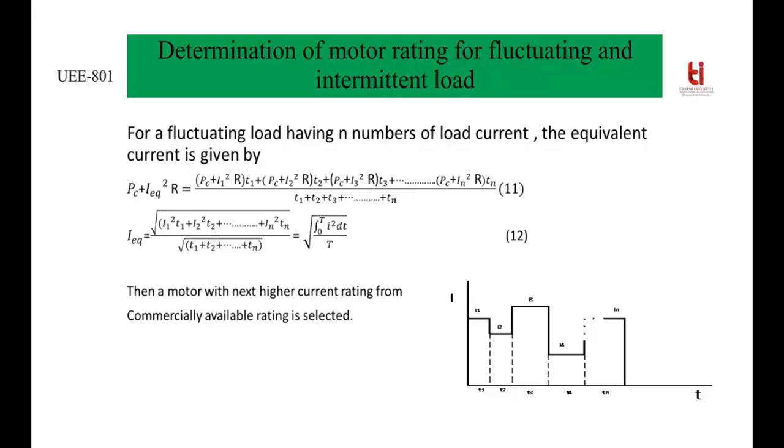So PC plus I1² R into T1, plus PC plus I2² R into T2, and so on. We can take the average of these losses and equate it with PC plus I equivalent² R. Finally, we get I equivalent equal to the square root of (I1² T1 plus I2² T2 plus In² Tn) divided by (T1 plus T2 plus Tn). This can also be written as the square root of the integral from 0 to T of i² dt divided by T, assuming smooth current is drawn from the source. So by integration also we can find the equivalent current.